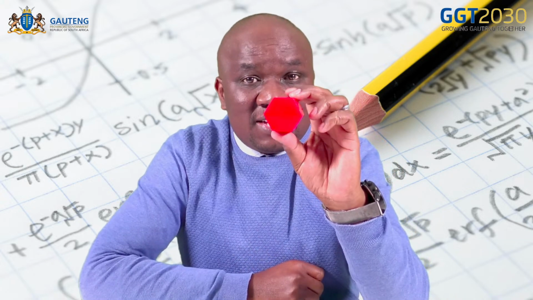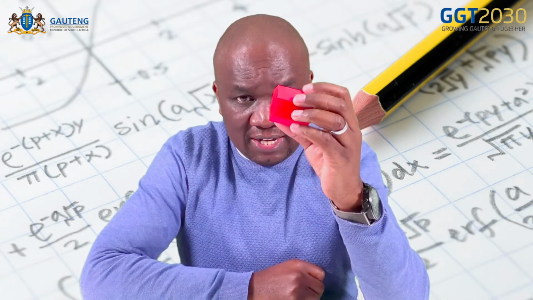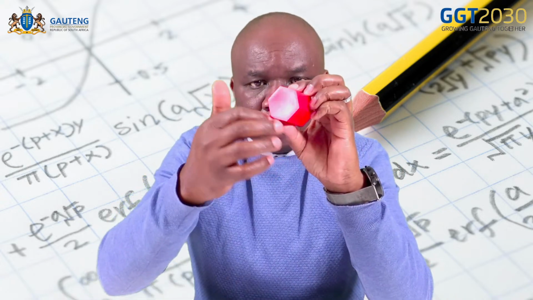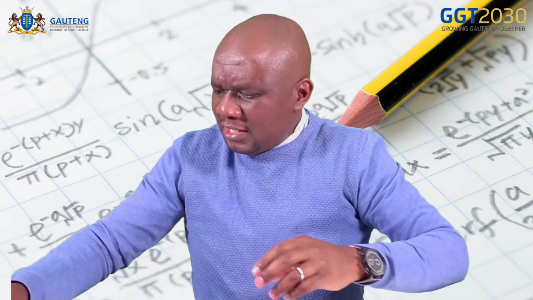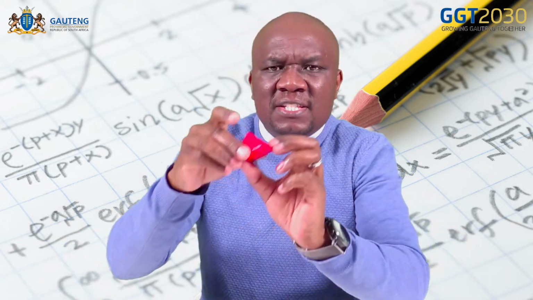So this is a hexagonal prism. Hexagonal prism because of the bases there. Right, let's check the pyramid. Right, this is the pyramid.